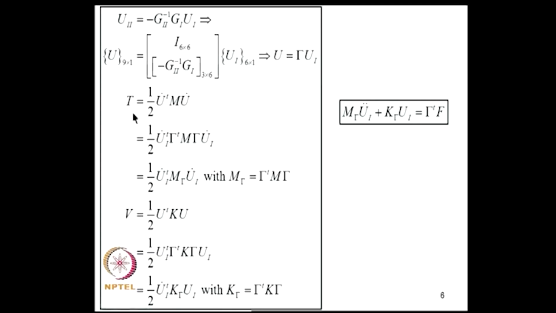Now, the kinetic energy in the system is half U dot transpose m U dot. For U I will make this substitution. So, I will get this. U dot transpose will be U1 dot transpose gamma transpose m gamma U1 dot. So, this gamma transpose m gamma I will call m gamma, which is now the matrix after imposing the constraints. So, the kinetic energy becomes this, similarly the potential energy would become something like this, and the equation of motion can be written in this form. So, it is this equation of motion we need to handle.